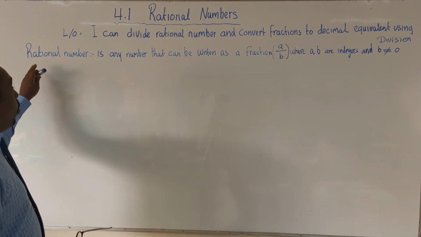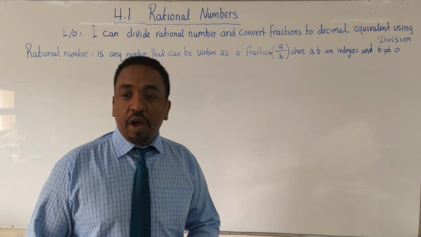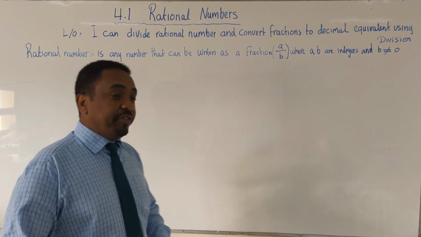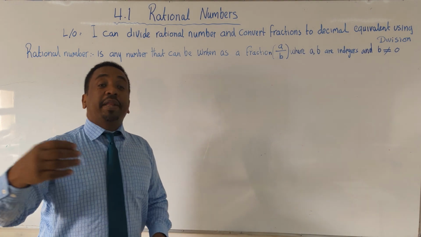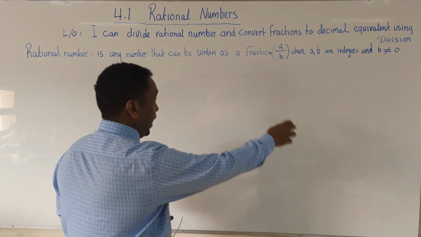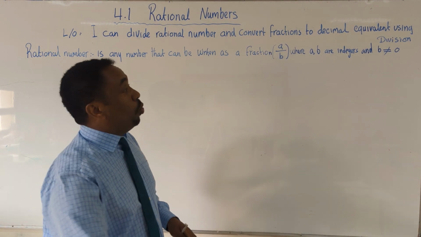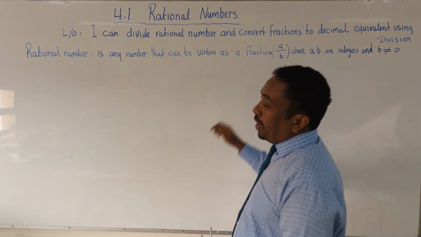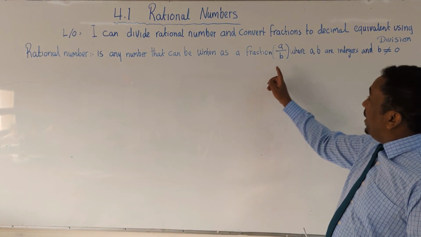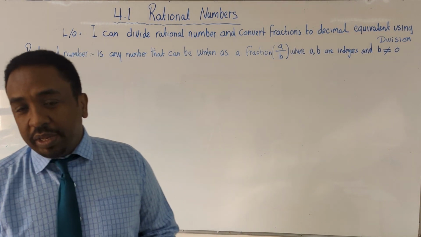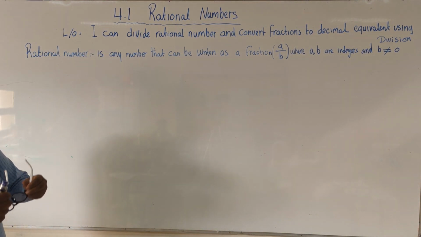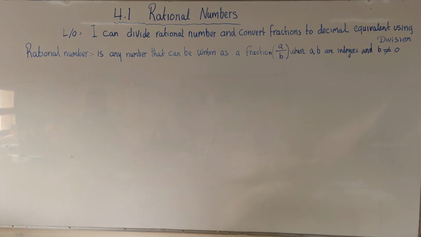Right, so what is a rational number? A rational number is any number that can be written as a fraction, like here, A over B, where A and B are integers, and B can never be equal to 0. That's what it is, okay? So let's have a look at an example.